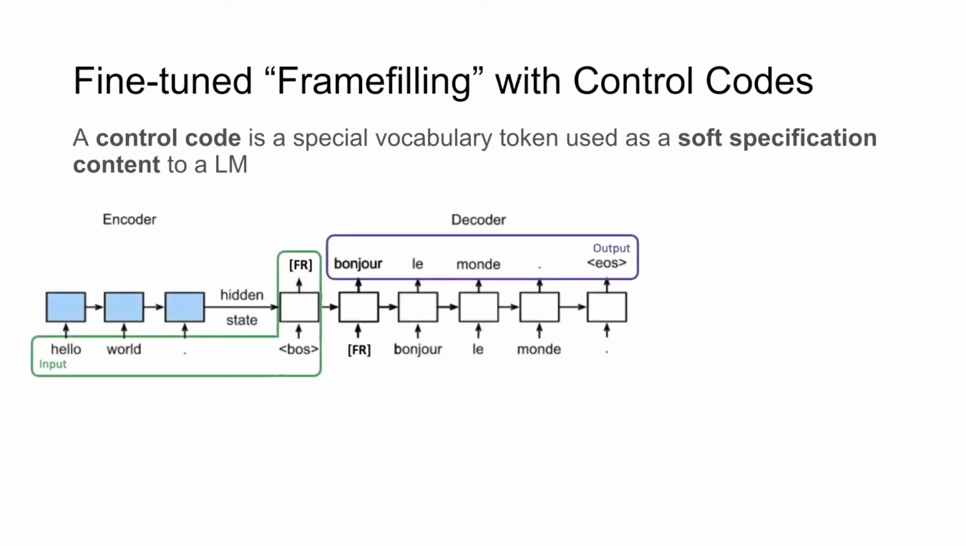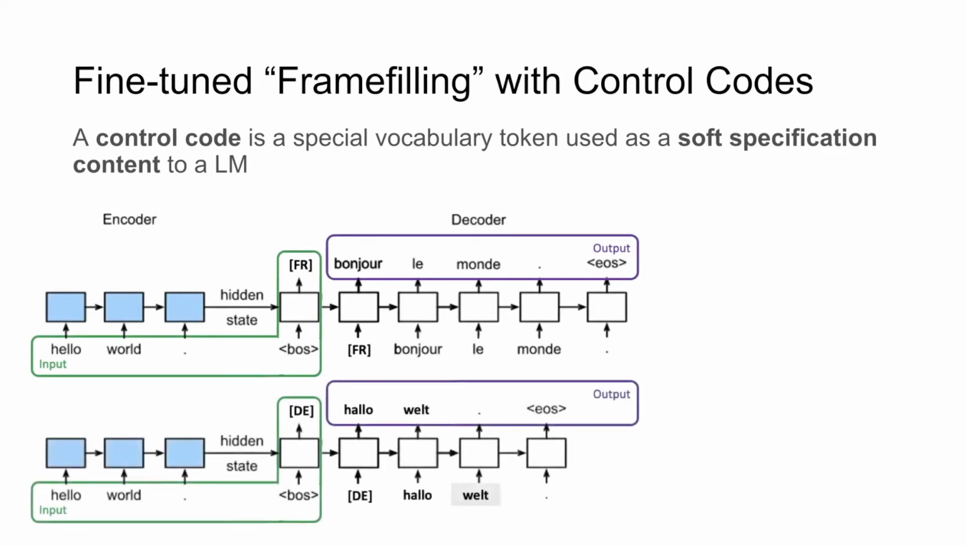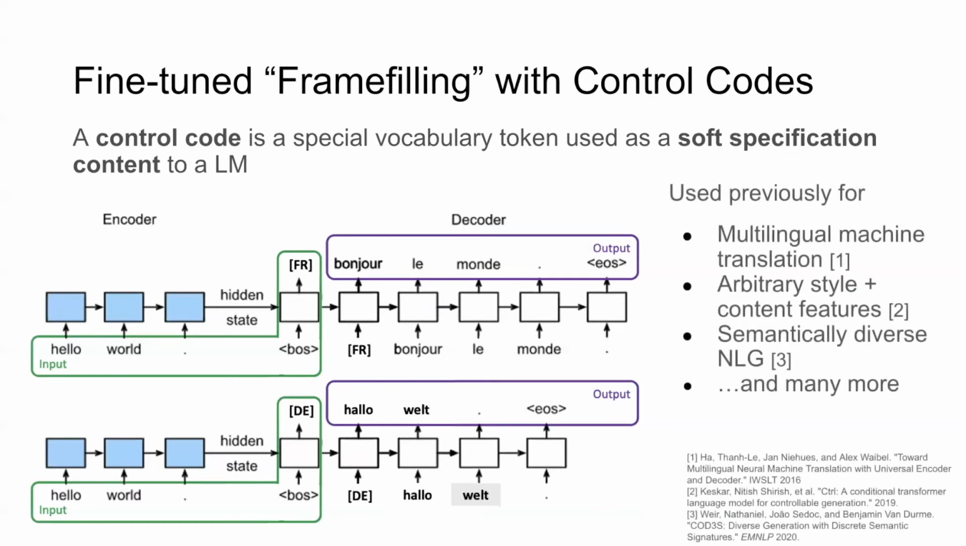For example, one can train a multilingual machine translation model where the target language to translate into is specified using a special language identification token as shown here. This technique has been used as well for other forms of style and content specification, as well as diverse semantic generation, and increasingly many more.